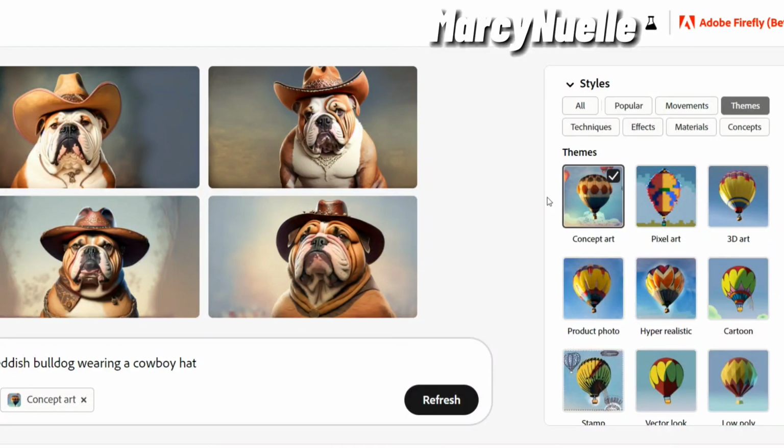Hey everyone, today I'm reviewing the Adobe Firefly Styles feature, and the category that I'm taking a look at is the themes. And this is our friend Billy the Bull, and the first one is concept art.